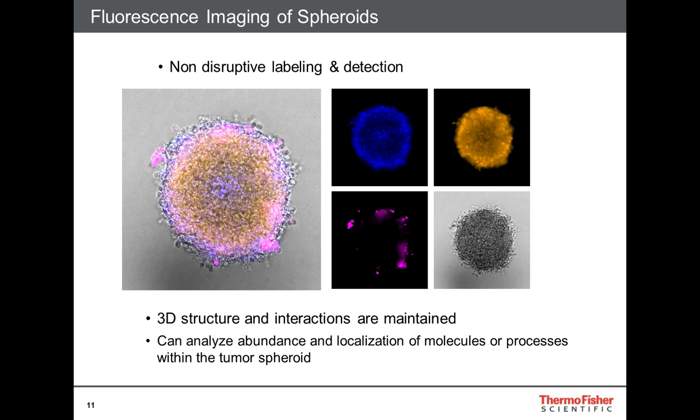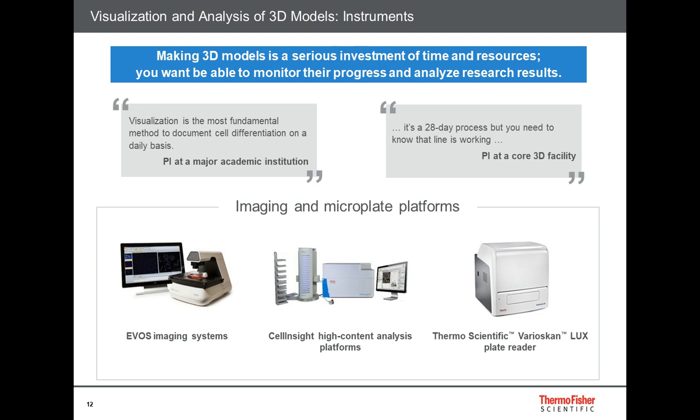And so with fluorescence, we're able to maintain the three-dimensional structure and the interactions between cells in this structure. And using different probes, we can measure the abundance or also the localization within the structure of different proteins or different processes or functions that are occurring within the spheroid. So we'll look at several examples of those when it's time to look at assays and reagents. So for visualizing and analyzing our 3D models, we'll look at three different instruments.